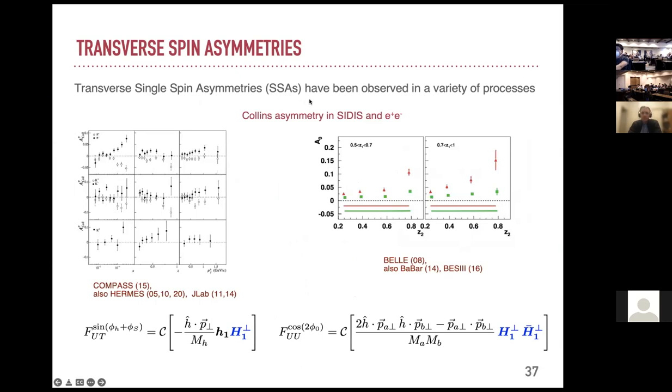Now for transverse single spin asymmetries, there are also many observed. For Collins asymmetry in SIDIS and e+e-, in particular, here are the examples from COMPASS on the proton target, I think, for pi plus and pi minus, and K zero, Collins asymmetries. Also HERMES and JLab had results. Those are related to the convolution of transversity and Collins fragmentation functions. Here are the results from Belle in 2008. Now we have results from BaBar and BESIII, and also new Belle results in e+e- annihilation. The asymmetry, which is quite sizable here, is produced by the convolution of Collins fragmentation functions.